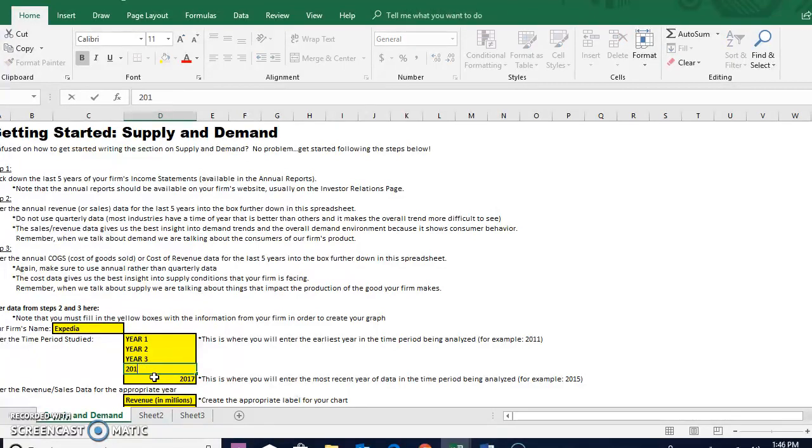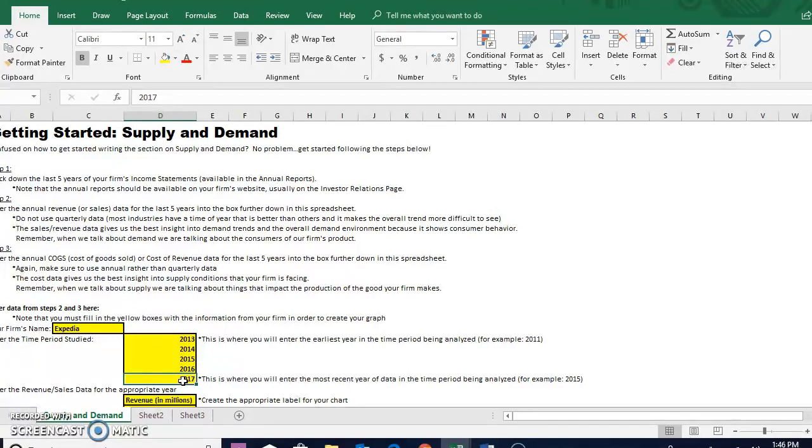And so working backwards, we are going to go back to 2013 for the data. So you want to enter the earliest year up here and the most recent year down here. And where we're going to be getting this data from is your firm's income statement. Now you're probably looking at me thinking, well, I have to look up 5 different income statements to do this for all these different years.